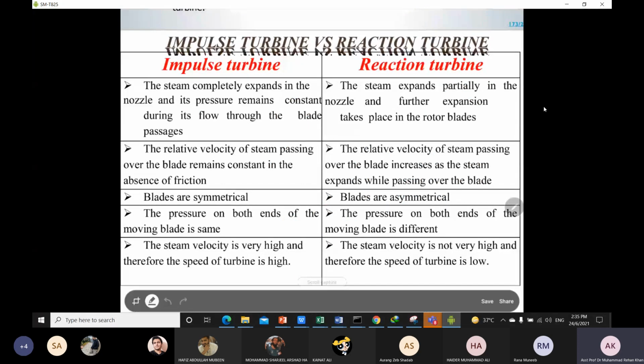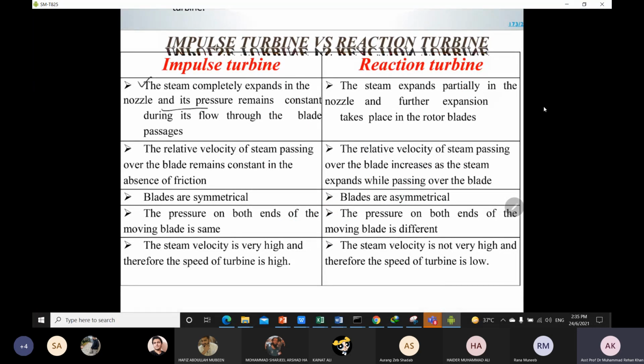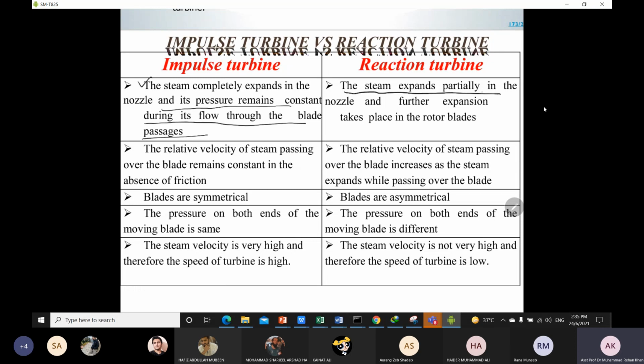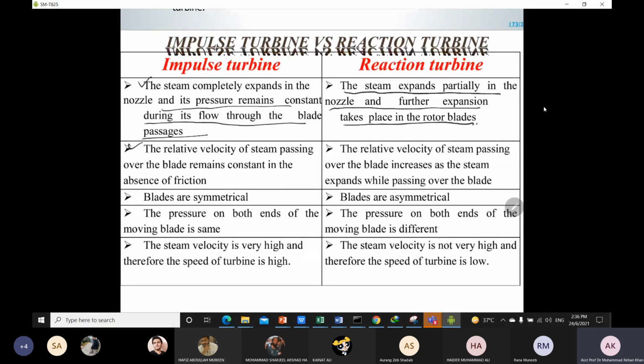In the case of an impulse turbine, the steam is completely expanded in the nozzle and its pressure remains constant during its flow through the blade passages. In the case of a reaction turbine, the steam expands partially in the nozzle and further expansion takes place in the rotor blade. This we already discussed with the help of the graph as well. The relative velocity of steam passing over the blade remains constant in the absence of friction. In the reaction turbine, the relative velocity of steam passing over the blade increases as the steam expands while passing over the blade.